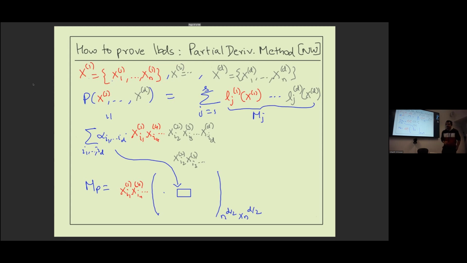And now again, we're going to set it up so that this polynomial, the one that we have up here, has a partial derivative matrix with large rank, ideally full rank, as big as it could be. So that would be n to the d by 2. So that's how we're going to set it up. And now we need to analyze the ranks of the matrices on the right.